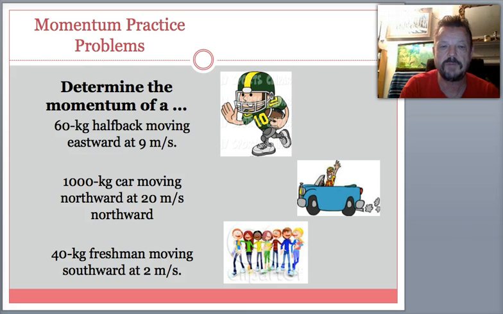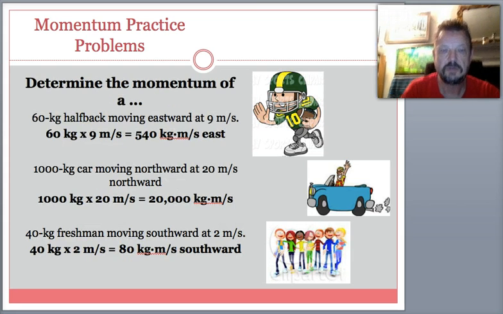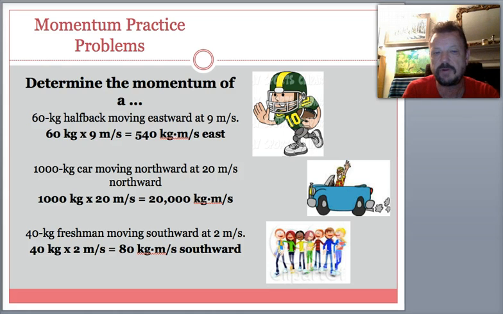Determine the momentum of a 60 kilogram halfback moving eastward at 9 meters per second, a 1,000 kilogram car moving northward at 20 meters per second, and finally, a 40 kilogram freshman moving southward at 2 meters per second. Correct answer for the first one is 540 kilograms meters per second east. Correct answer for the second one is 20,000 kilograms meters per second northward. And finally, the last answer is 80 kilograms meters per second southward.